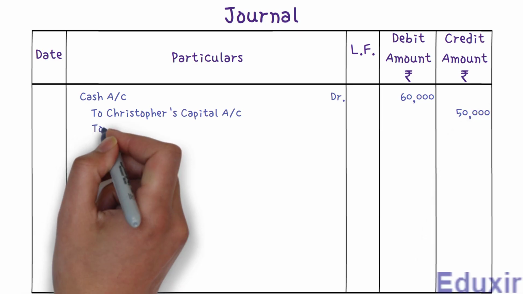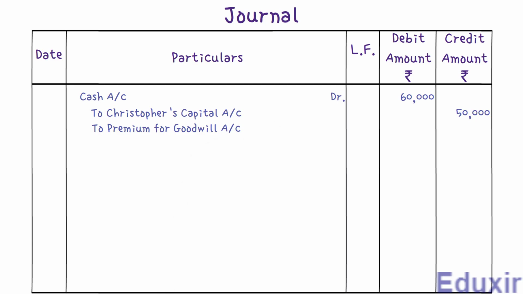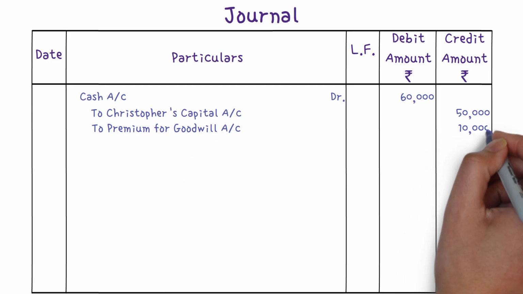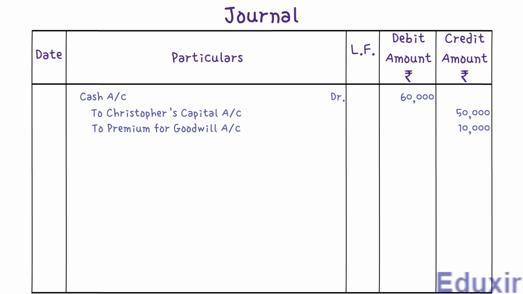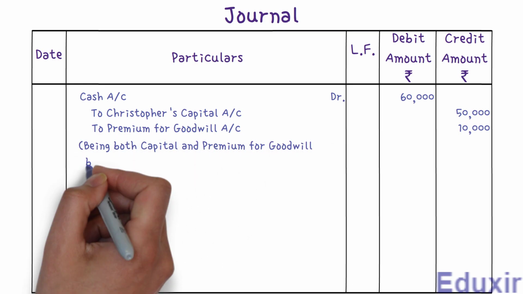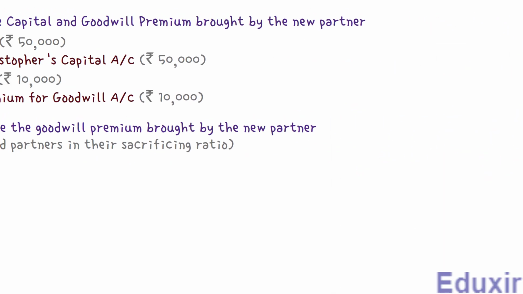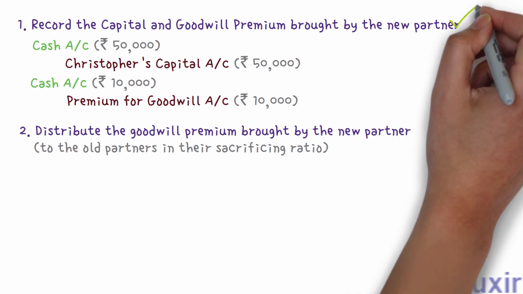Let's then write the premium for goodwill account as the next credit entry. Let's then write the credit amount of 10,000 rupees in the credit amount column. Let's then write the description or narration of this transaction as being both capital and premium for goodwill brought in by the new partner Christopher. Let's then draw a line to mark the completion of journalizing of this transaction. With that, we have completed the journalizing of this transaction.